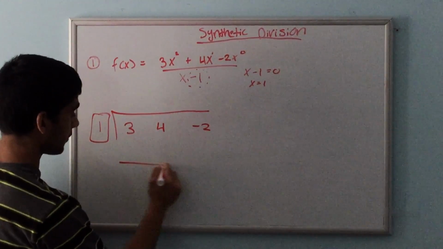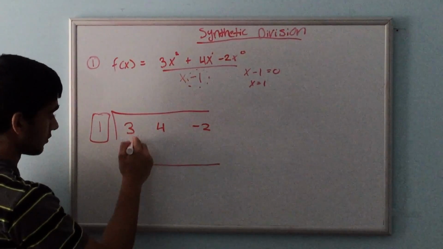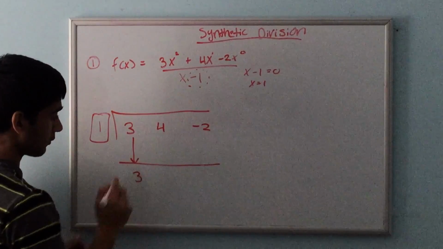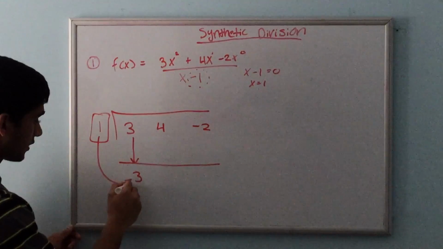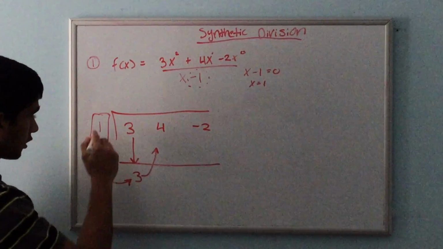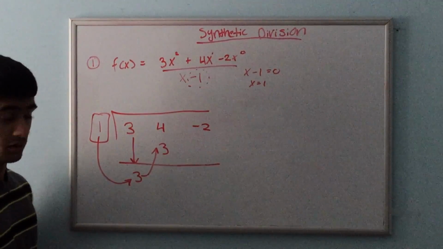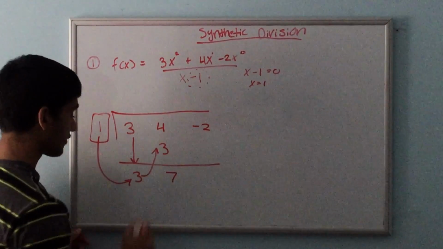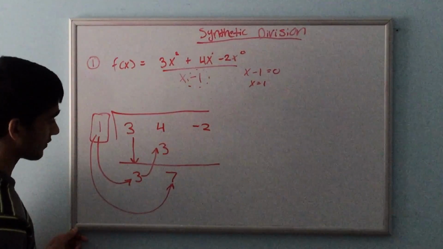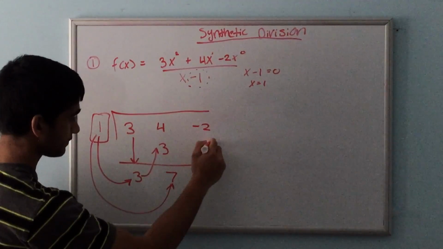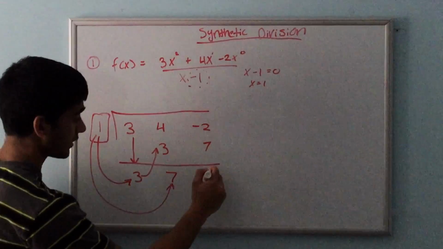Now, when we begin synthetic division, the first step is always to bring down the first number below the bar. Next, you multiply this number by this number and bring that over here. 1 times 3 is 3. And remember, you always add down the columns. So 4 plus 3 is 7. Same thing, you're taking this, multiplying it here. 1 times 7 is 7. And remember, adding down the columns, negative 2 plus 7 is 5.